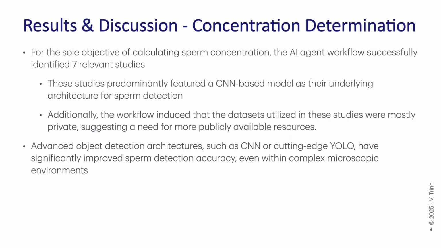For the sole objective of calculating sperm concentration, the AI agent workflow successfully identified 7 relevant studies. These studies predominantly featured a CNN-based model as their underlying architecture for sperm detection. Additionally, the workflow inferred that the datasets utilized in these studies were mostly private, suggesting a need for more publicly available resources. Advanced object detection architectures, such as CNN or cutting-edge YOLO, have significantly improved sperm detection accuracy, even within complex microscopic environments.